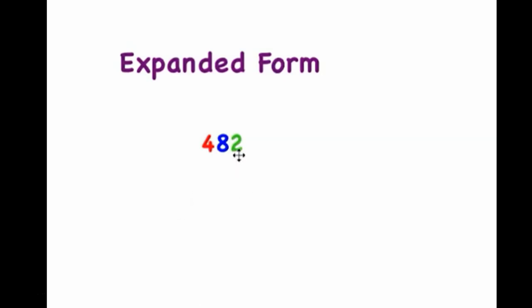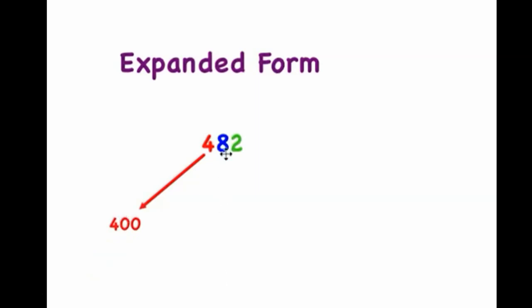We know that the green 2 is in the ones place, the blue 8 is in the tens place, and the red 4 is in the hundreds place. So now let's talk about the value of each digit in the number 482. What is the value of the digit 4 in the hundreds place? Well, we know that that digit 4 in the hundreds place doesn't just mean 4. It has a value of 400.